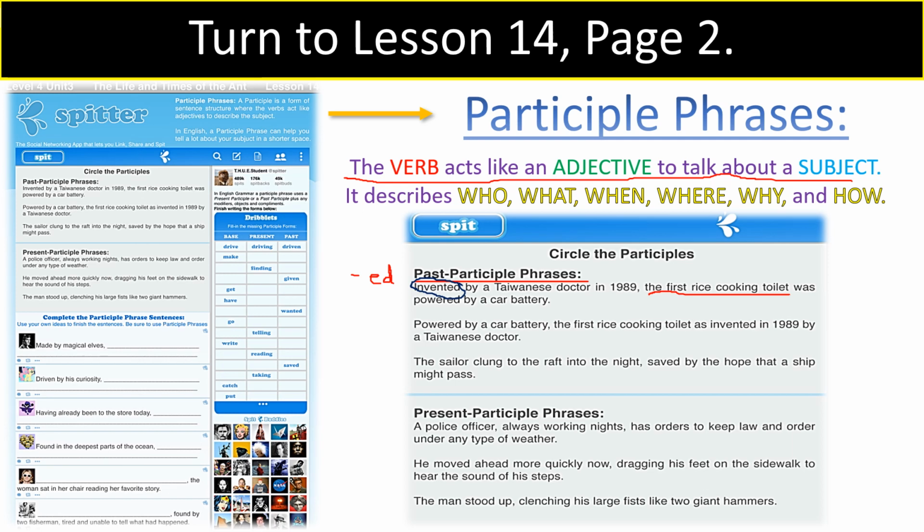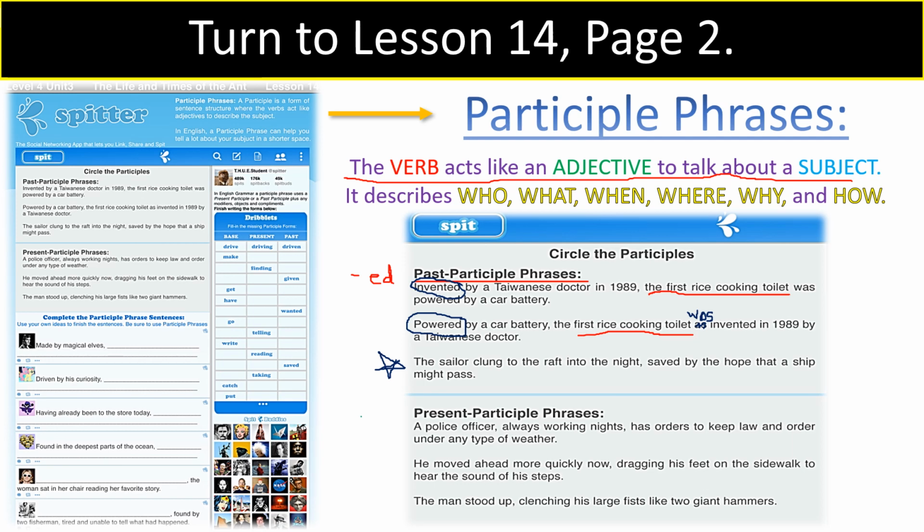Number 2, powered by a car battery. The first rice cooking toilet, sorry guys, this should be was, W-A-S, was invented in 1989 by a Taiwanese doctor. So again, the subject is the first rice cooking toilet. And we're focusing on a phrase, a group of words that gives you extra information. The answer is powered. Powered by a car battery. The first rice cooking toilet was invented in 1989 by a Taiwanese doctor. For number 3, guys, I want you to try this by yourself.